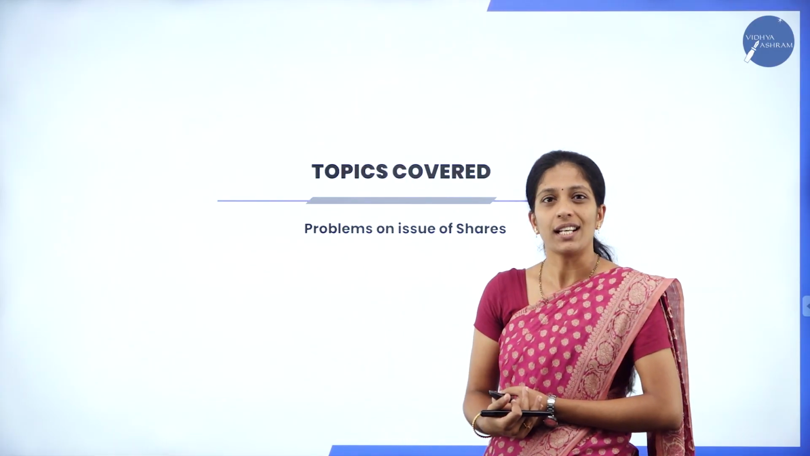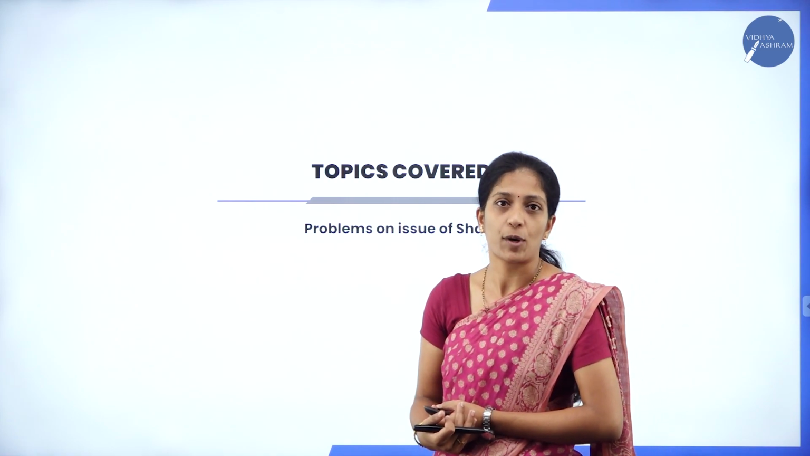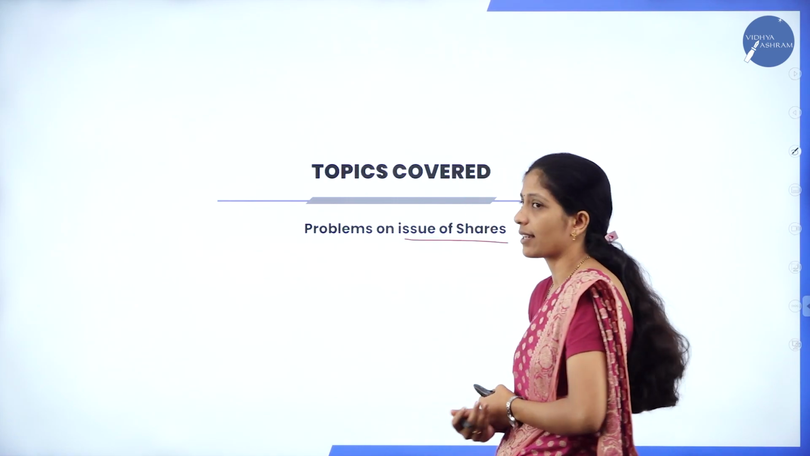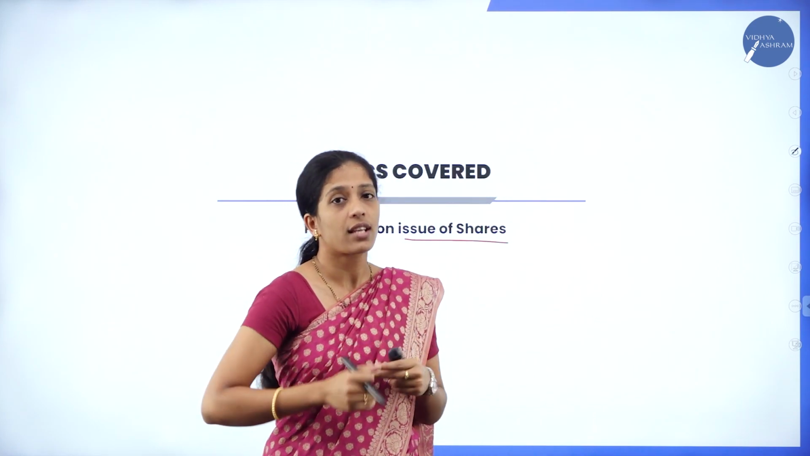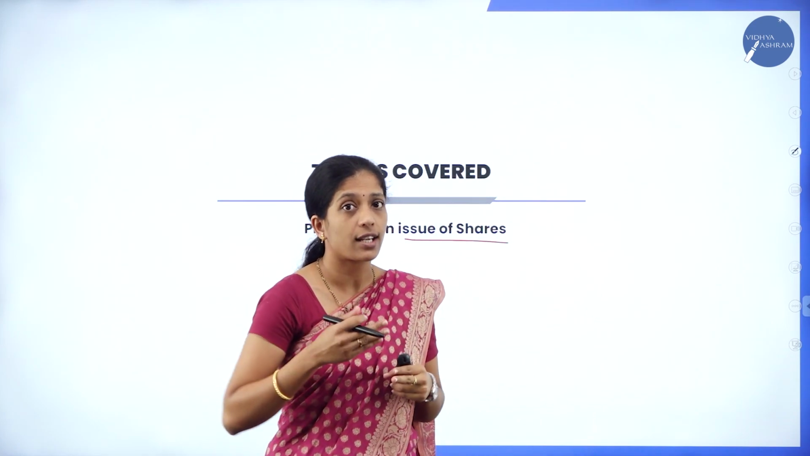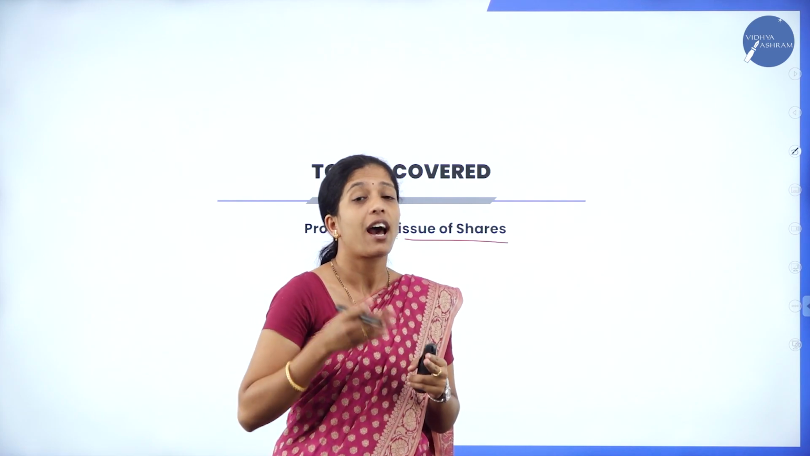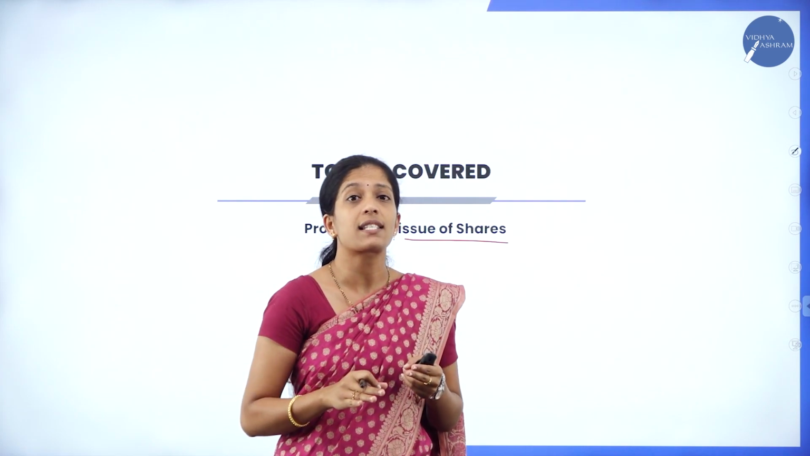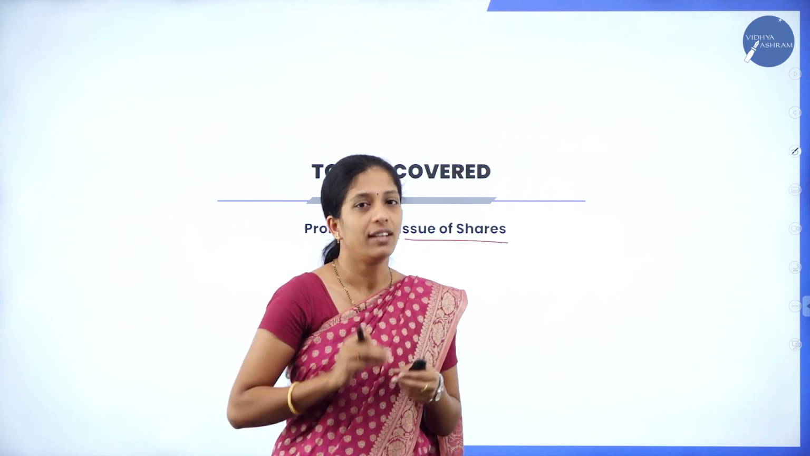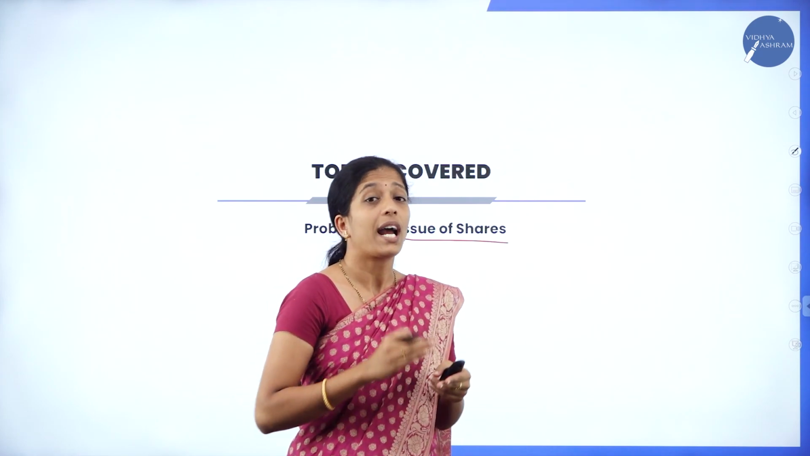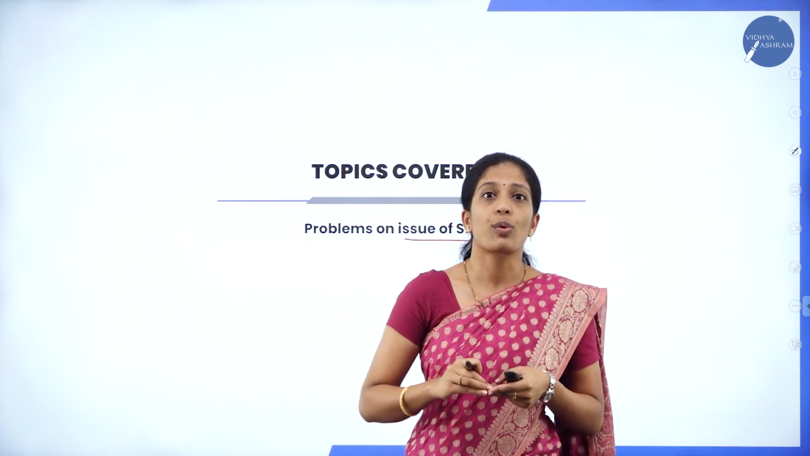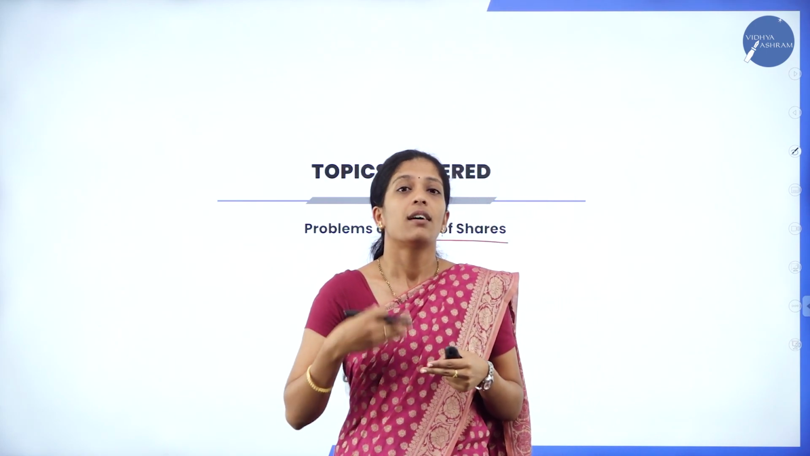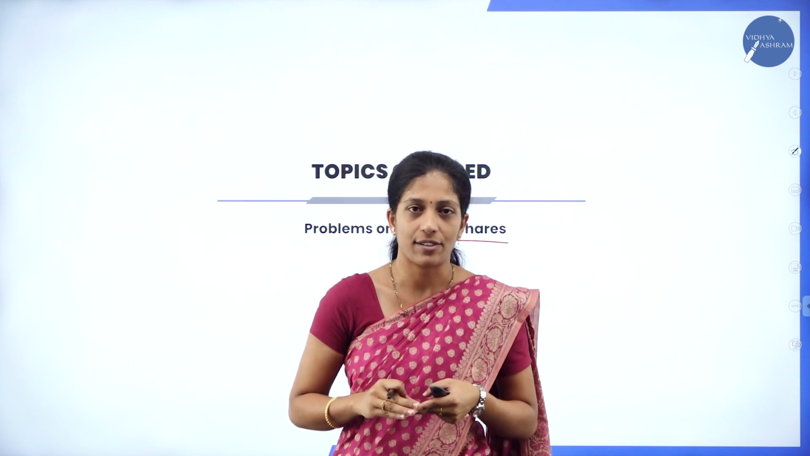In the previous session, as I told you, I solved a problem on issue of shares. We have solved different types of problems when the shares are issued at premium, when the shares are issued at par, and when the shares have been oversubscribed or undersubscribed. So all these we have learned. Today's session would be the last session of this particular chapter. Here also we shall discuss a problem with different adjustments.